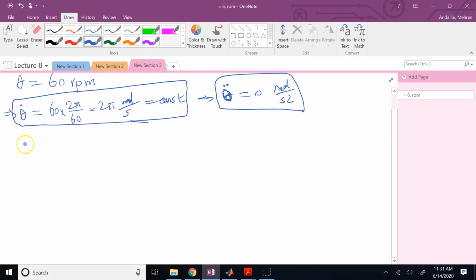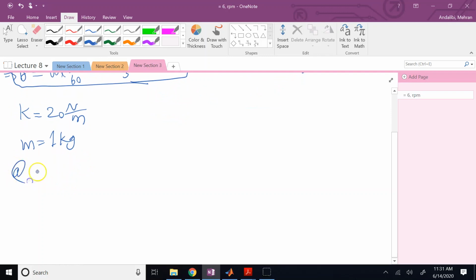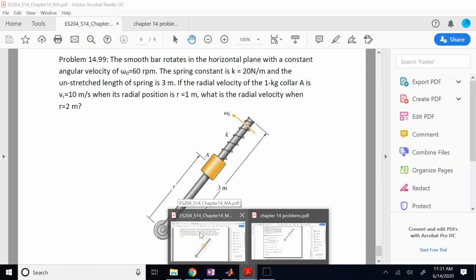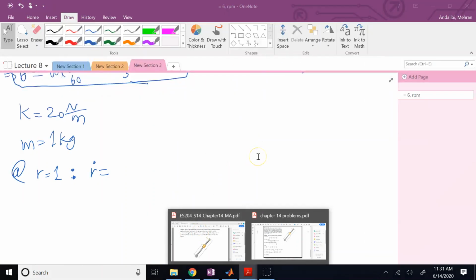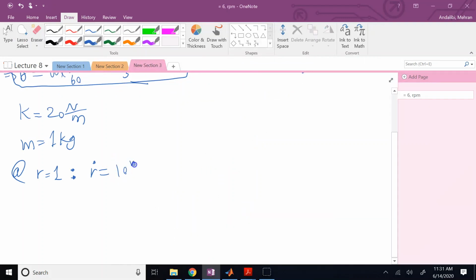Then it says that K is equal to 20 Newton per meter. Mass of the particle is 1 kilogram. At r equal 1, we have r dot equal 10, I assume, right? 10. We want to know at r equal 2, what is r dot? This is K, and by the way, it says the spring is not stretched at r equal 3.